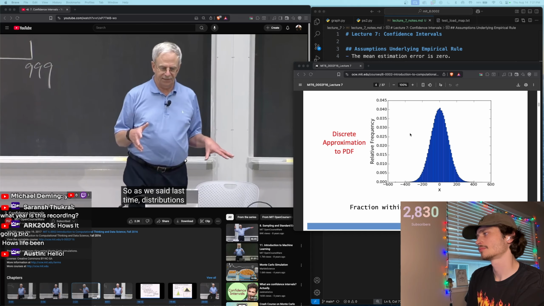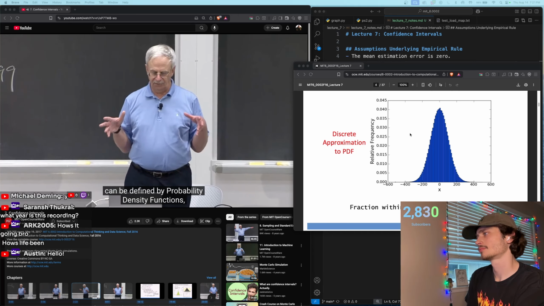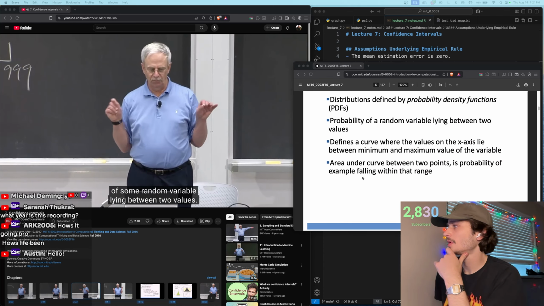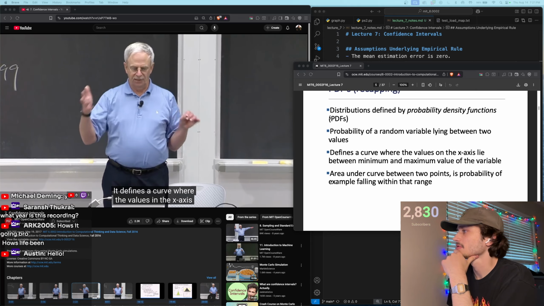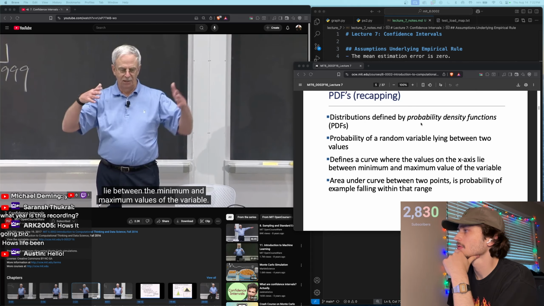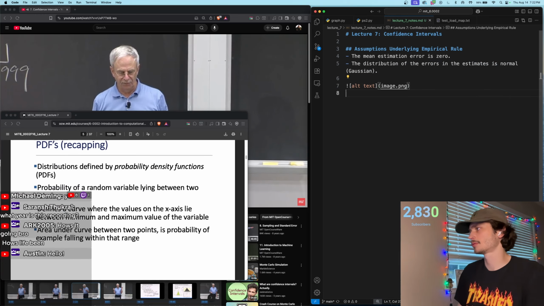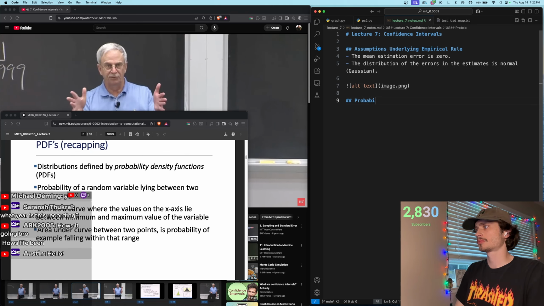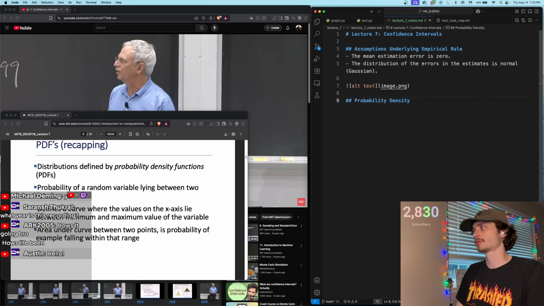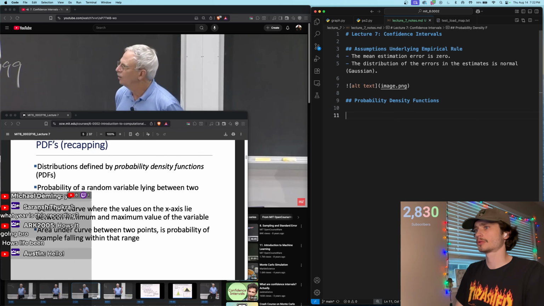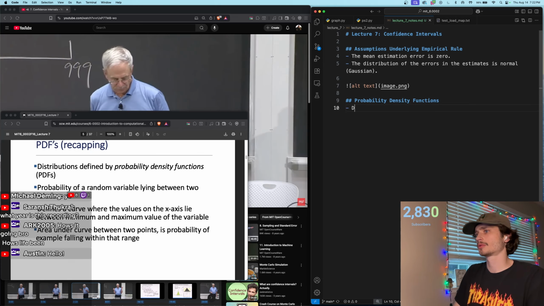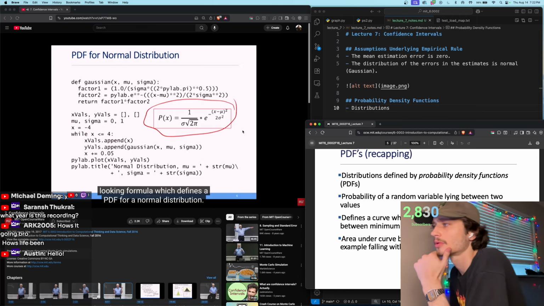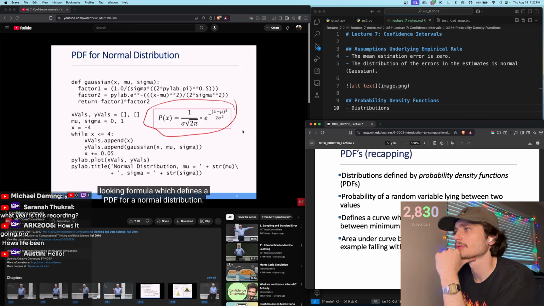So as we said last time, distributions can be defined by probability density functions. That gives us the probability of some random variable lying between 2 values. It defines a curve where the values on the x-axis lie between the minimum and maximum values of the variable. And it's the area under the curve, and we'll come back to this, between those 2 points that gives us the probability of an example falling in that range. So now let's look at it for a normal distribution. You may recall from the last lecture this rather exotic-looking formula, which defines a PDF for a normal distribution.